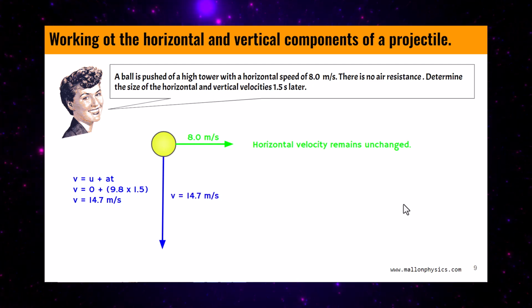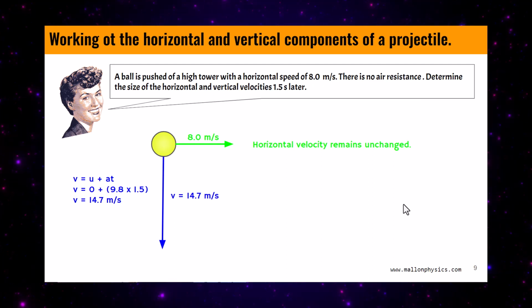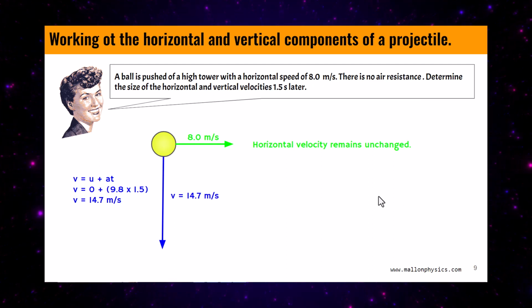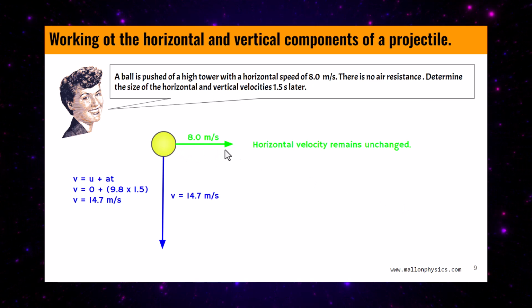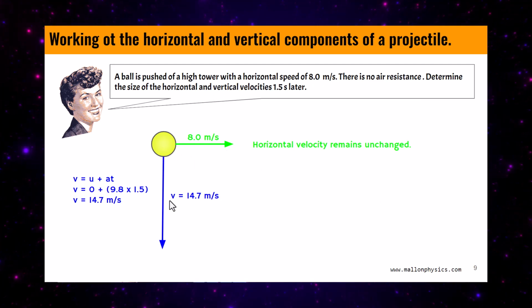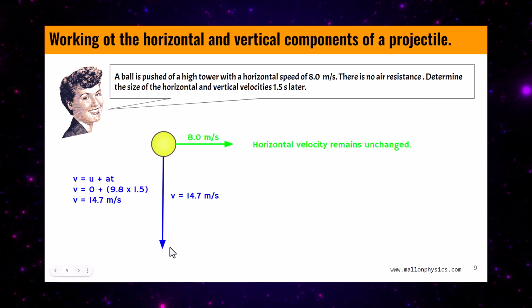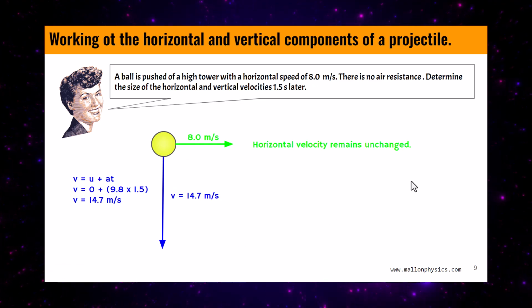And that's drawn in there. So there's our two components of that ball's velocity. 8 metres per second horizontally, and 1.5 seconds into the flight, it's now got a downward velocity of 14.7 metres per second.